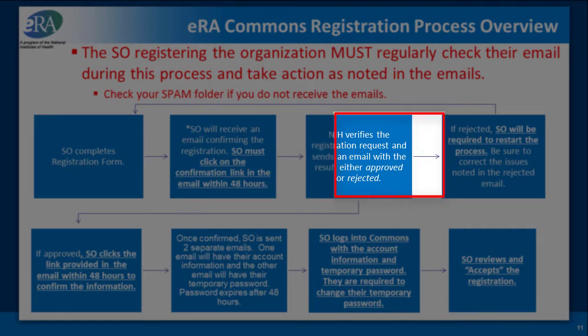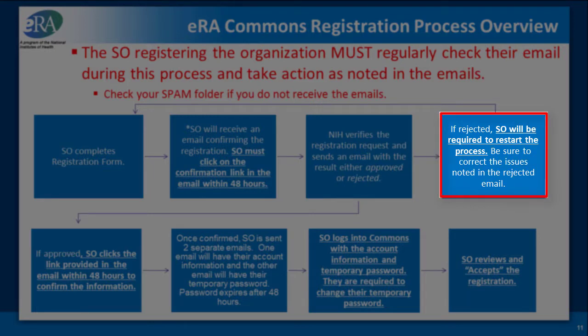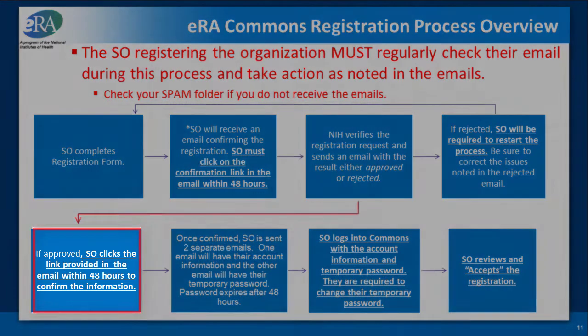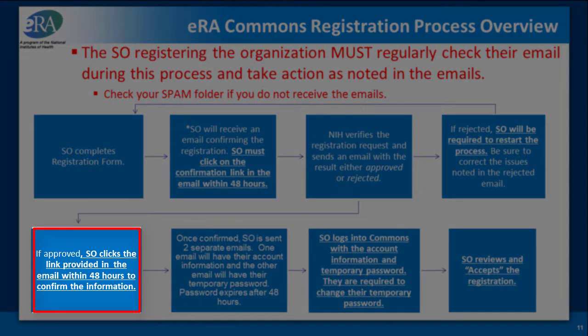It will either be approved or rejected, and if rejected, the reason why will be included in the notification. If it is rejected, the SO will need to restart the process and correct the issues noted in the rejection email. If the registration request is approved by NIH, the SO that started the registration process will need to click a link in the email that is sent out notifying them of the approval. They will need to do this within 48 hours to confirm the information that NIH has reviewed.